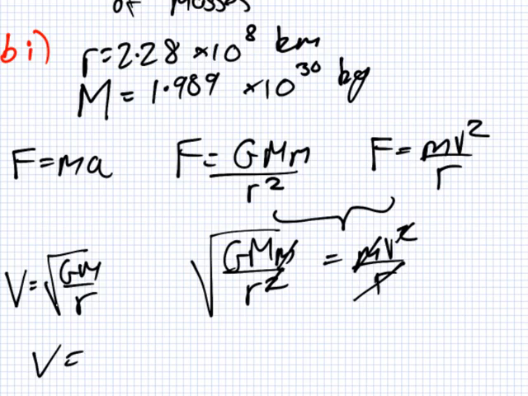That's a big M, by the way, the mass of the Sun. I'll just double check. 6.67 times 10 to the minus 11 times 1.989 times 10 to the power of 30 over the radius, which is 2.28 times 10 to the 8 times kilo, 10 to the 3.